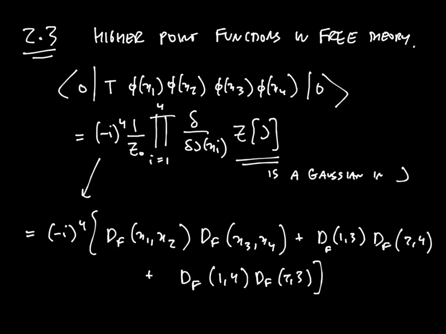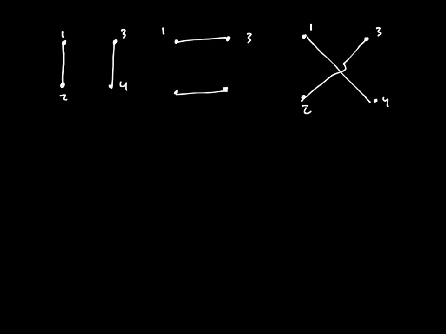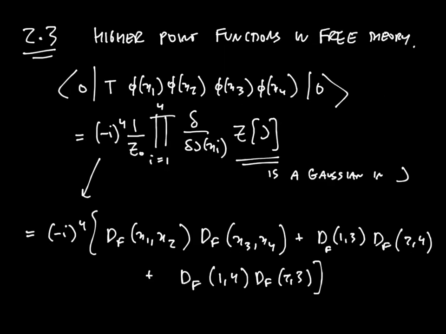Because this is going to be really important, let me draw a little picture for this. If I have, for example, x1 and x2, and here I have x3 and x4, the first term was between 1 and 2 and between 3 and 4. The second term was between 1 and 3 and 2 and 4. The third term was between 1 and 4 and 2 and 3. So it should be clear if you work through this example and think about what's going on.